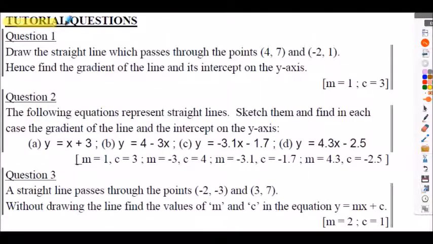Here are some tutorial questions I will leave you with. Question 1 here through to question 3. I would encourage you to stop the presentation and attempt these questions. The answers are shown on the right hand side in the square brackets.